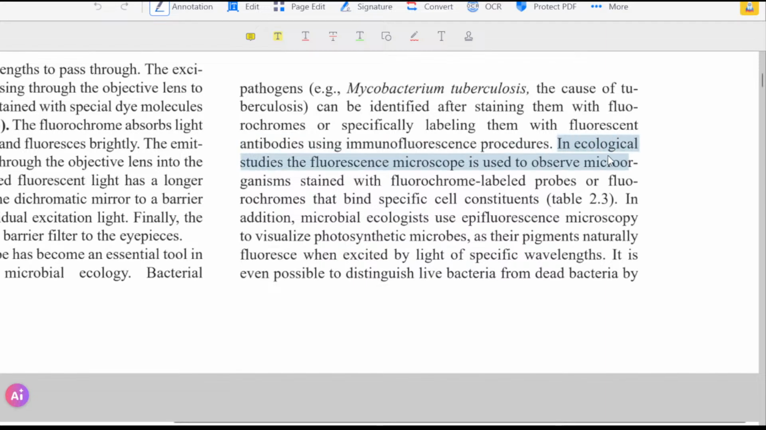In ecological studies, the fluorescence microscope is used to observe microorganisms stained with fluorochrome-labeled probes, or fluorochromes that bind specific cell constituents. So they are saying in ecological studies, right? In environmental studies, the fluorescence microscope is used to observe microorganisms with probes. Probes, guys. Probes are part of the DNA, right? But it is fluorochrome labeled. Like, it does absorb and emit light.